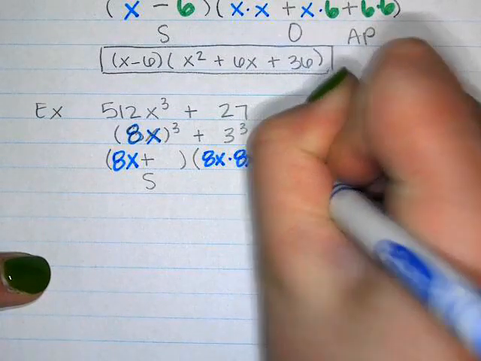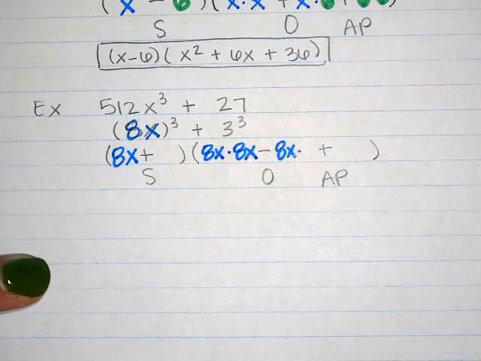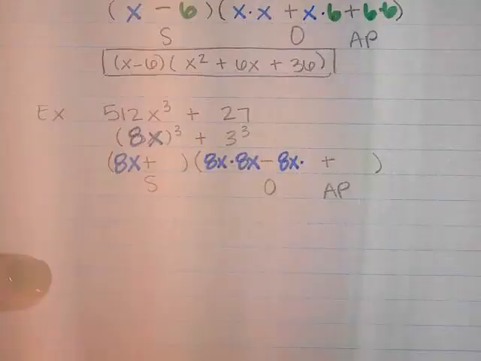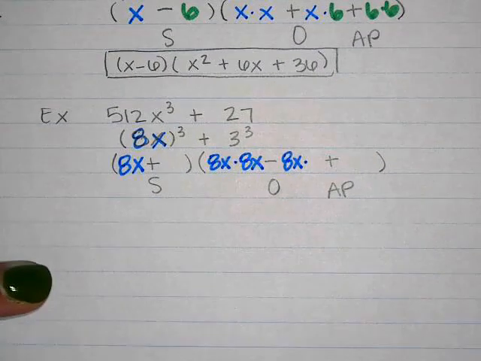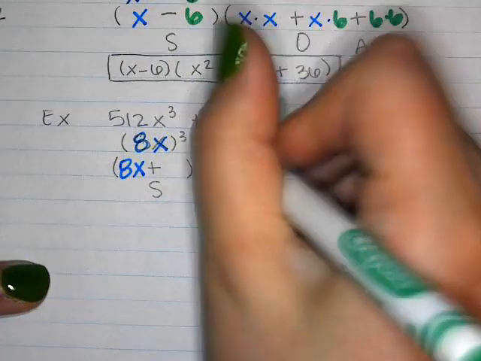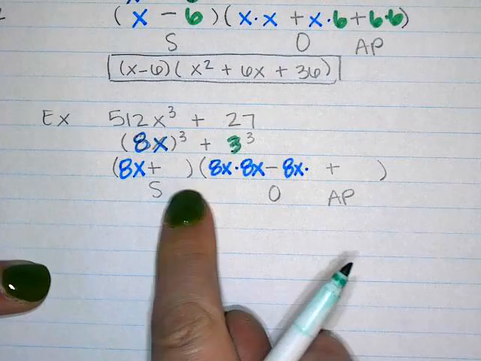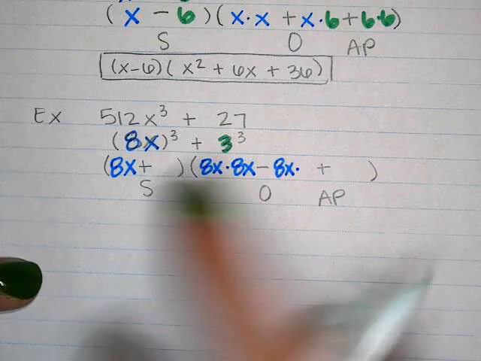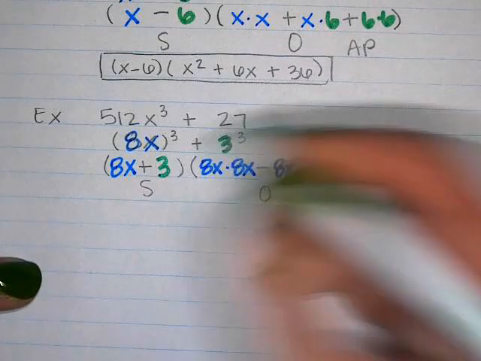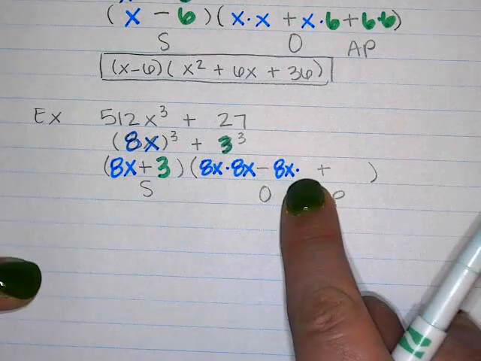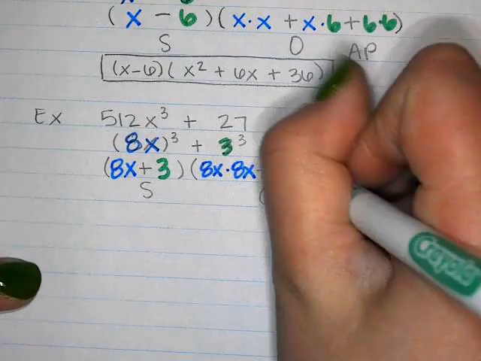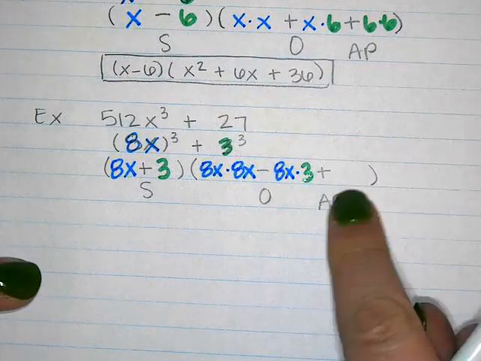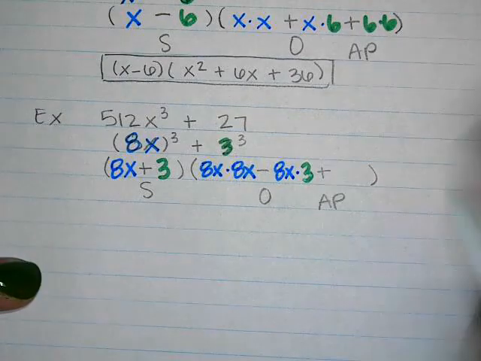Switch colors. All right. And then what do we put here? 3. What do we put here? 3. And then what do we put here? 3 times 3. Okay.